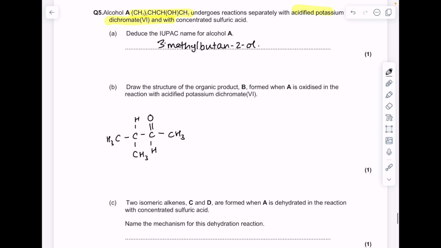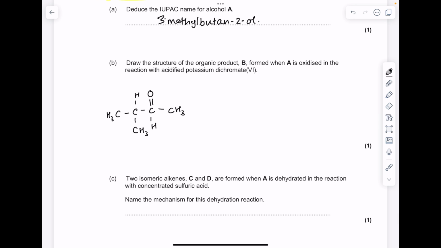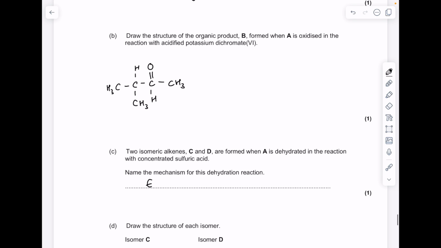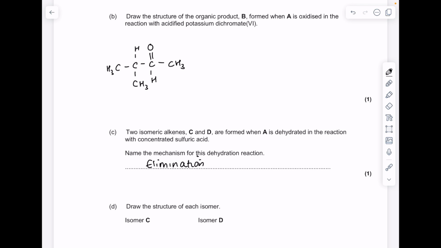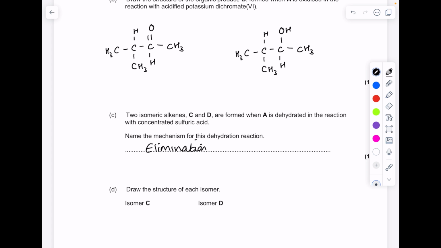So that's done. Two isomeric alkenes, C and D, are formed when A is dehydrated in the reaction with concentrated sulfuric acid. Name the mechanism. Remember, that is elimination when you're dehydrating an alcohol. Draw the structure of each isomer. So remember, when you dehydrate, you produce an alkene. I have got my structure of A back here again, so we just need to work out where that double bond is going to form. Remember, we lose water. It therefore makes sense that the double bond forms here or here.